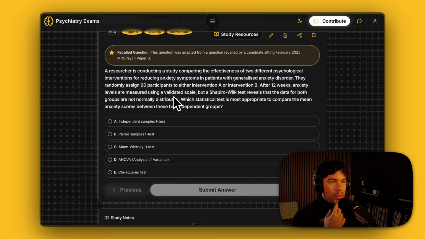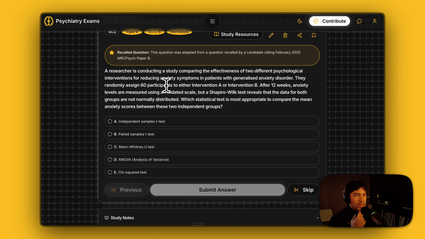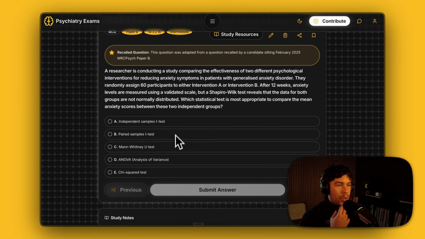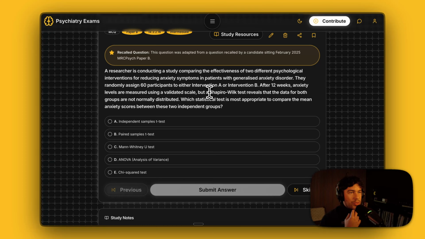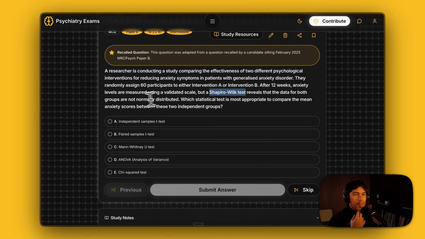Because the 60 participants are randomly assigned to A or B, we've got two distinct groups. Now for paired samples t-tests, we use the same group of participants but measured at different points in time. So we can cross out B. So it's either the independent samples t-test or the Mann-Whitney U-test. Now, the Shapiro-Wilk test reveals that the data for both are not normally distributed. So it's the Mann-Whitney U-test.